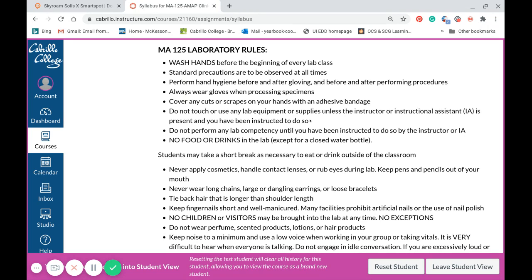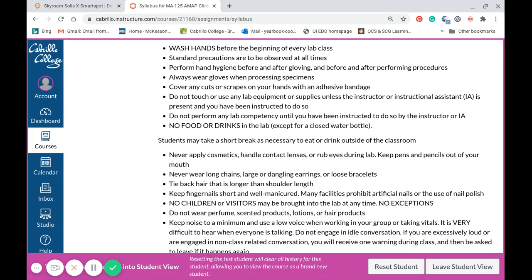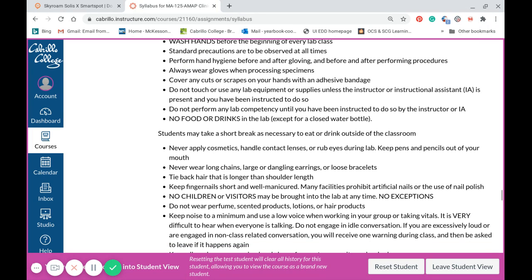And usually you need to be observed by the instructor to get credit for performing the lab competency. So make sure you don't just go off and do it on your own. Again, no food or drink in the lab. You can bring a closed water bottle. Okay. If you need a break, you can take it. Just talk to your instructor. But again, you're not going to be in the lab for that long, so we should be able to keep the breaks to a minimum.